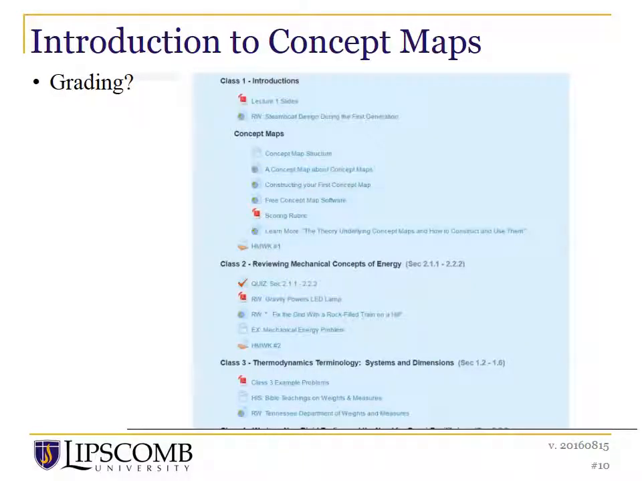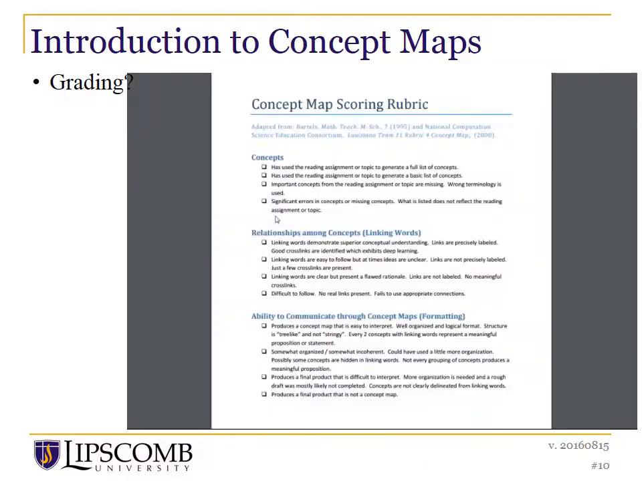And finally, scoring. How will I look at these? How will I assess them once you start turning in your first concept map assignments? Well, I've got a link here for a scoring rubric. And if you click on that, what I'll try to do is actually print this out and mark it up when I return every concept map assignment back to you. So the three categories will be, number one, concepts, the concepts that you create. Have you created a full list or a basic list of the concepts? Are you missing any important concepts?